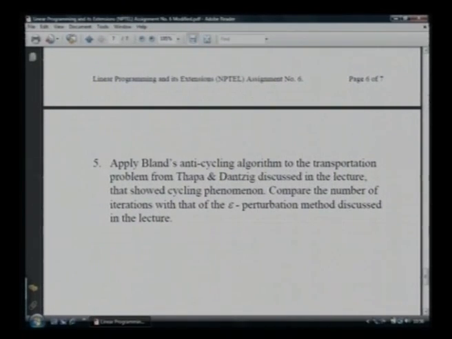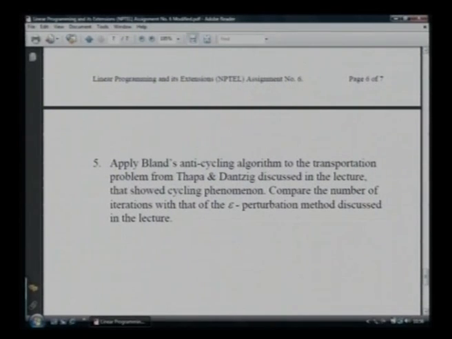Now, Thapa and Danzig, I have given you the reference of the book, has given a transportation problem which cycles if you use the ordinary simplex algorithm, right. And then I gave you an epsilon perturbation method also, which I feel, and of course many other practitioners feel, is a faster one, faster than Bland's.